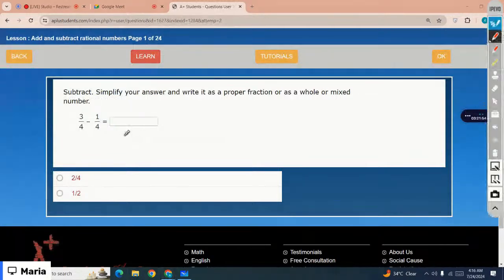3 over 4 minus 1 over 4. You have to subtract them. They have exactly the same denominators. So when you have like denominators, you simply have to subtract the numerators.